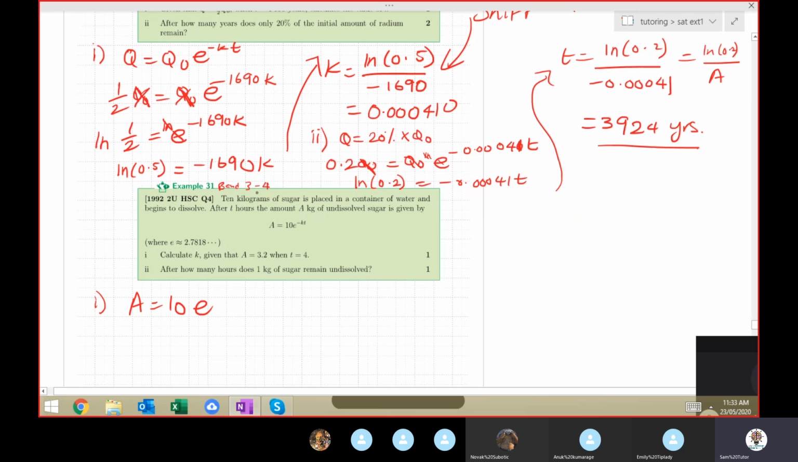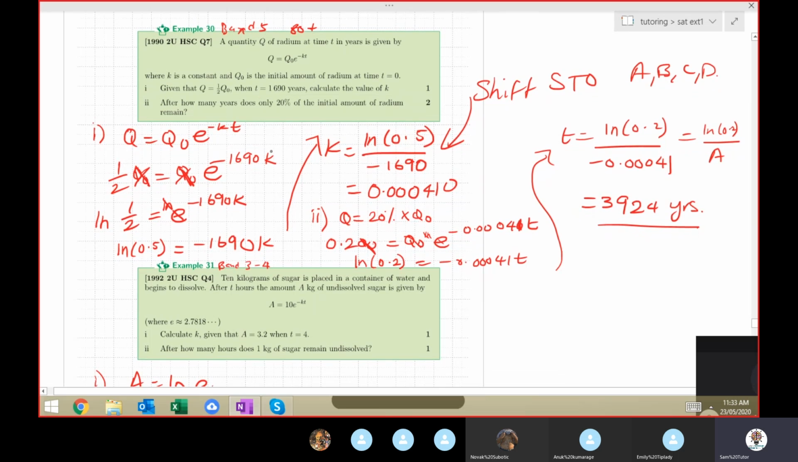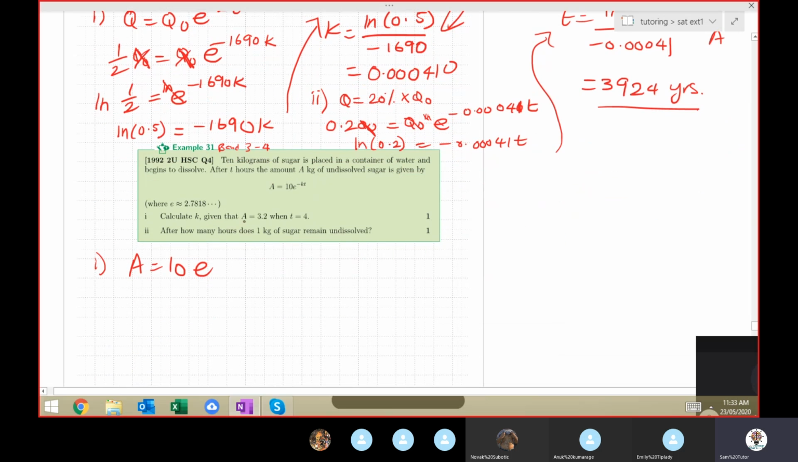So about 60%. The reason why this is a lot easier than the one before is that there you have to understand Q is half of Q naught, meaning replace Q with half Q naught and then divide by Q. That's the only reason it was a bit more band 5 style, whereas this is really easy. It just says calculate k given that A is 3.2 and t is 4. So the numbers are easy, everything's easy, and that's why it's earlier on.